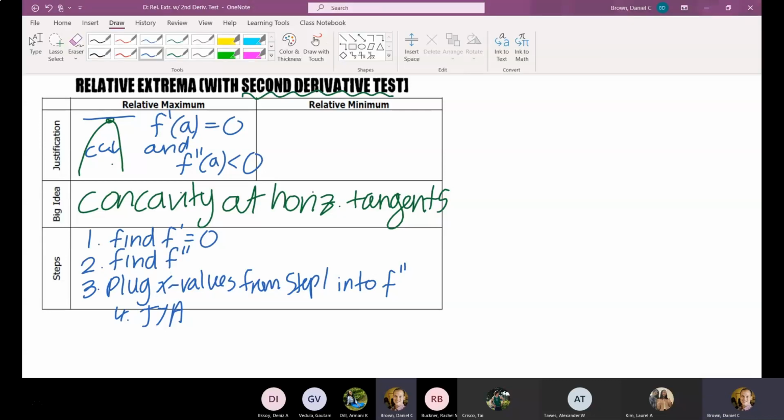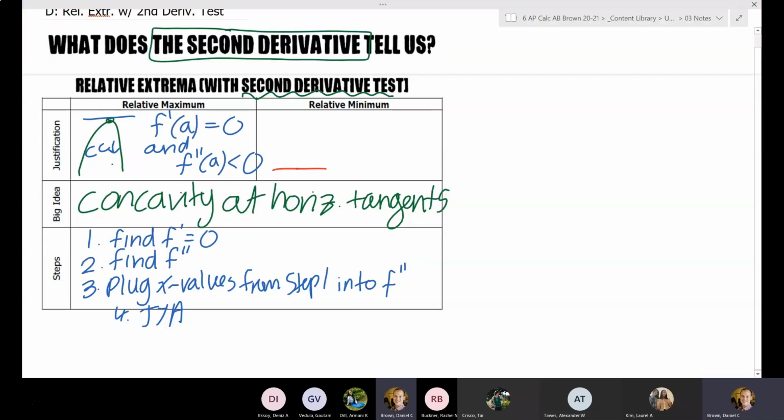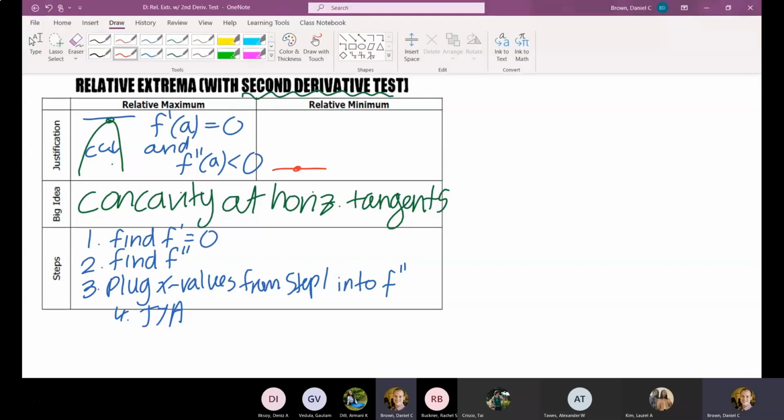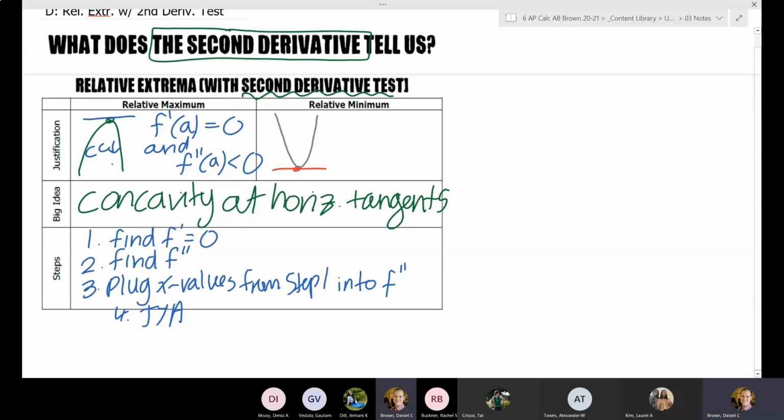Likewise, if that graph has a horizontal tangent, but the graph is bending upwards, then your justification will be, hey, the first derivative is equal to 0, and the second derivative is greater than 0. If you're bending upwards, then it's going to be a relative minimum.